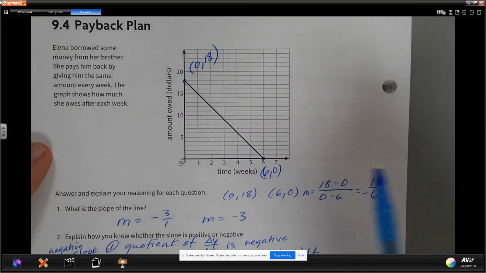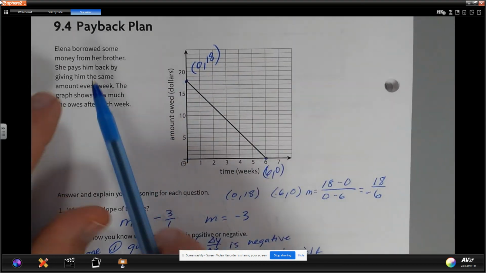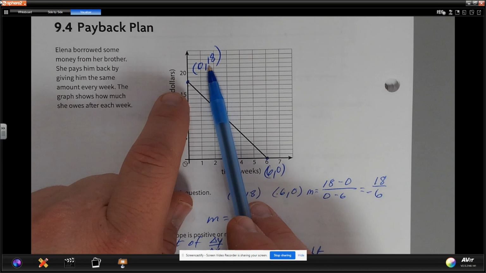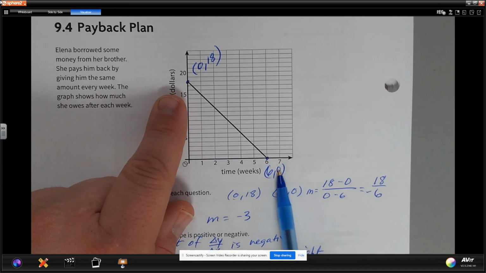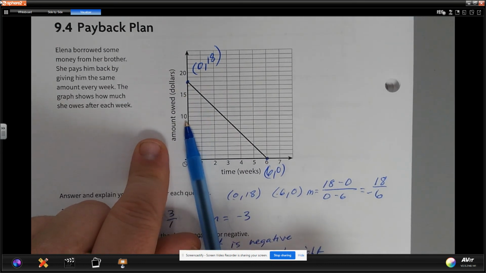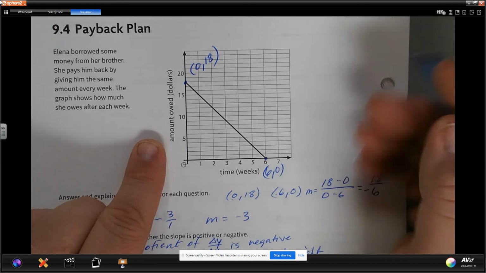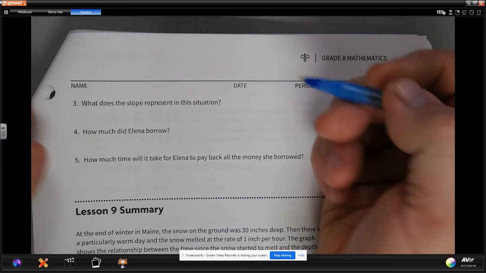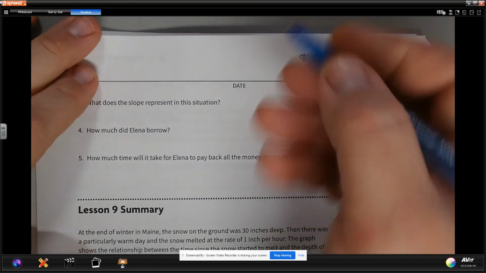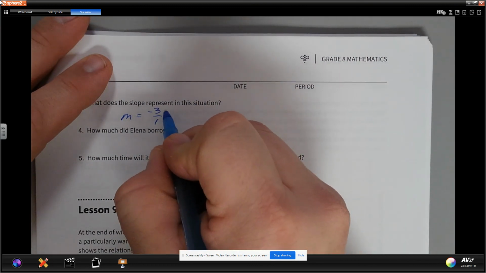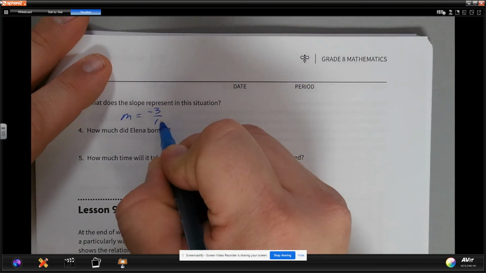In this case, a negative slope looks like it's going downhill, which makes sense because Elena borrowed some money and she's paying him back. So we know that she borrowed $18 from her brother and that it took her 6 weeks to pay it back. So it only makes sense that the amount of money that she owes her brother is decreasing each week. It says, what does the slope represent in this situation? We know that m is equal to -3/1. This is -$3 over 1 week.